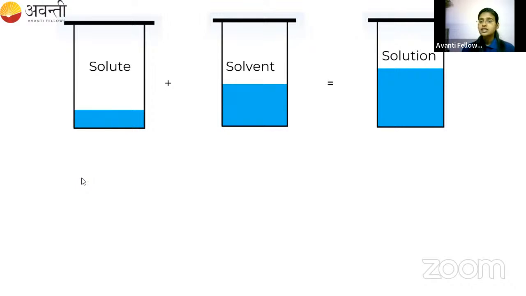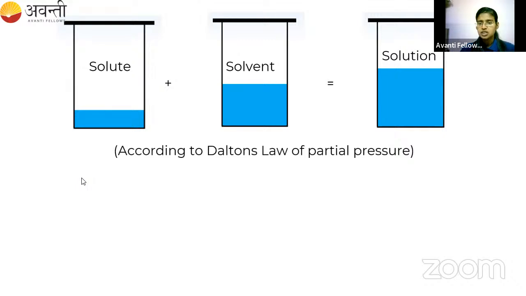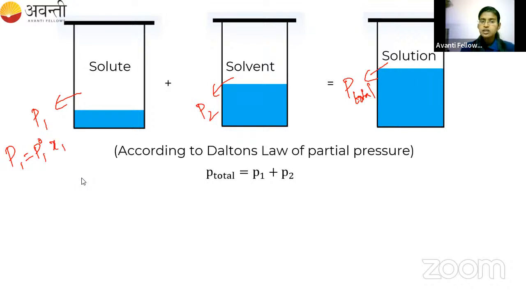Now, we have one more law called Dalton's law of partial pressure. According to Dalton's law of partial pressure, the total pressure will be equal to the sum of the partial pressures. The total pressure of the solution is equal to the sum of the partial pressures. If I take the pressure of the solute as P1 and the pressure of the solvent as P2, then to find the pressure of the solution, which is called the total pressure, P total is equal to P1 plus P2. In the previous slide, we have studied that P1 is equal to P1 naught into X1 and P2 is equal to P2 naught into X2. In place of P1 and P2, we can substitute this expression. On substituting, I will get this relation.